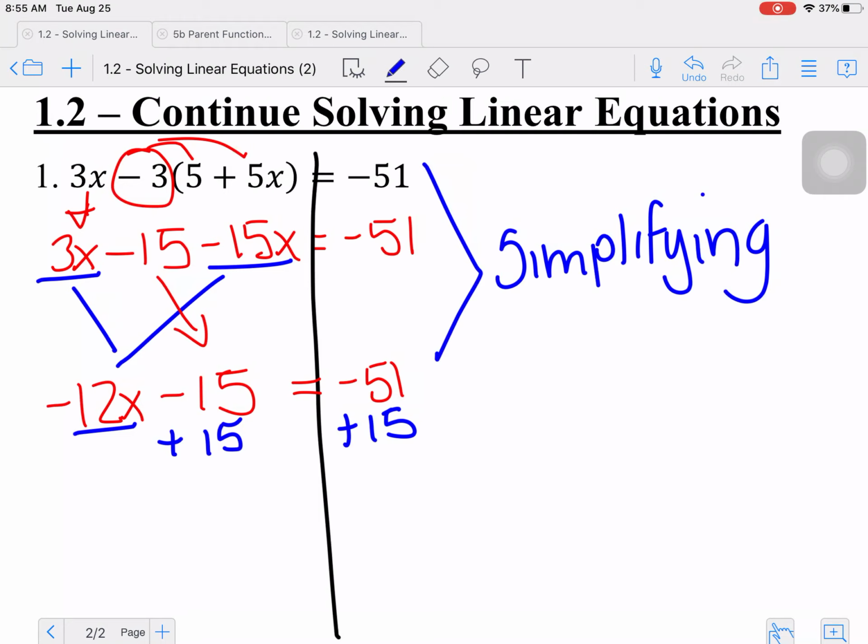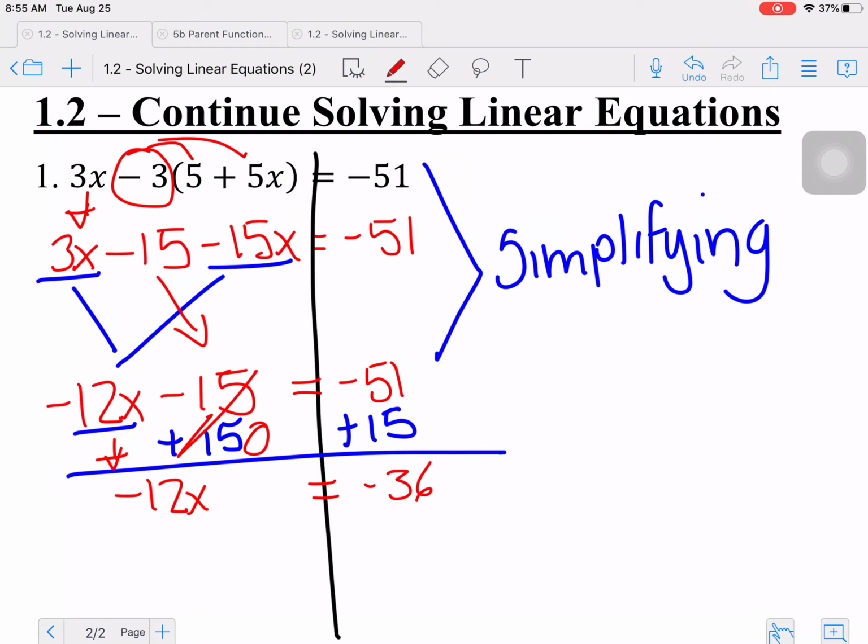So now I got, I'm gonna go ahead and drop the -12x, or -15 plus 15 equals 0, so I don't have to write it down, and -51 plus 15 equals -36. Cool. Let's continue to solve this.